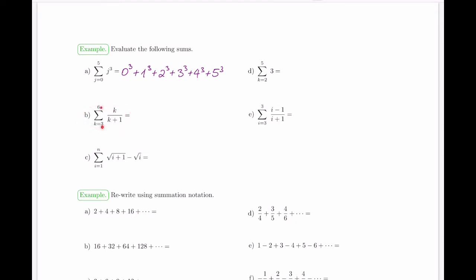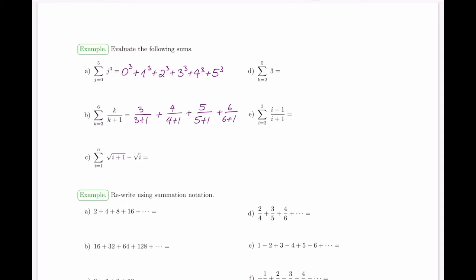Next up, we have this. The indices go from 3 to 6 into this formula. So when k is equal to 3, I'm going to have 3 divided by 3 plus 1. Next up, I'm having to go from 3 to 6, so next up is k equals 4: 4 divided by 4 plus 1. Next, k is 5. And finally, k is 6.